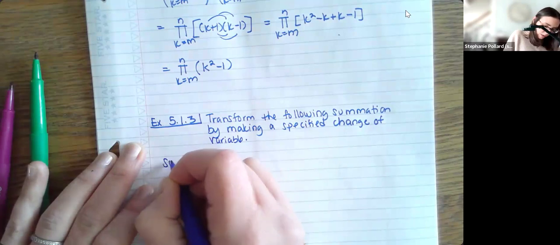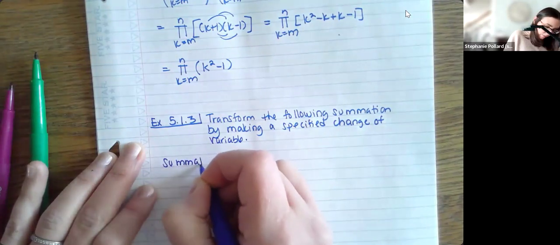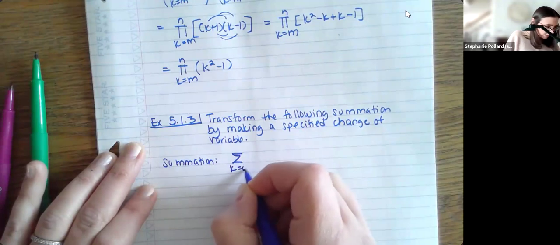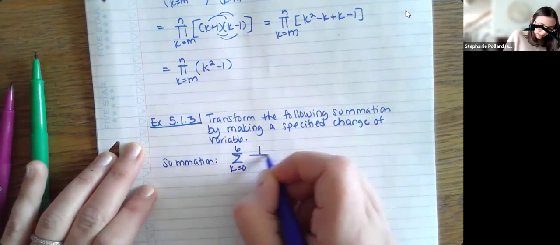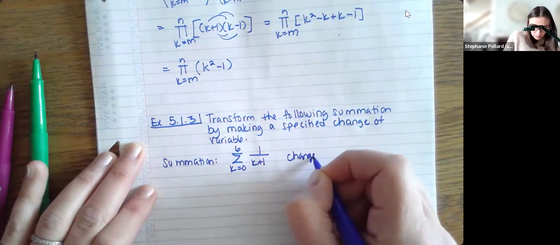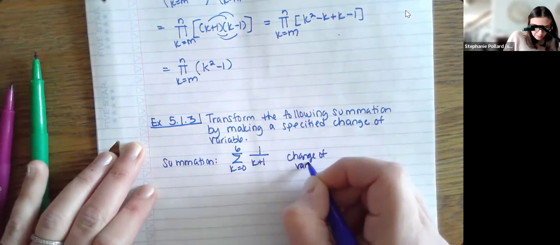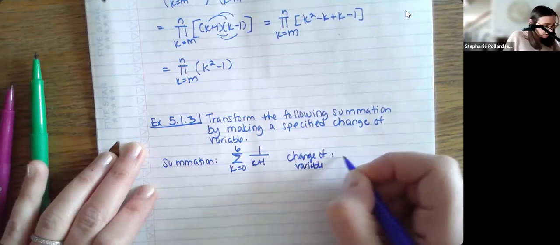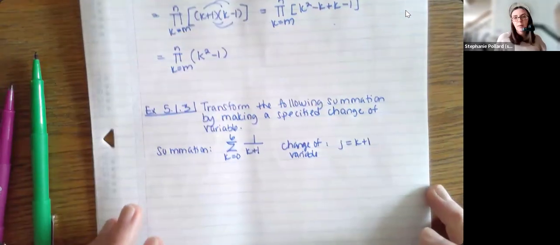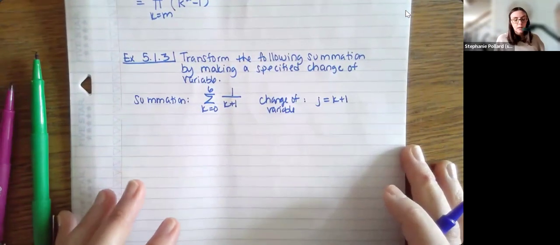All right, so the summation is going to be from k equals 0 to 6 of 1 over k plus 1. And our change of variable is going to be j equals k plus 1. It is pretty common to switch our variables around.